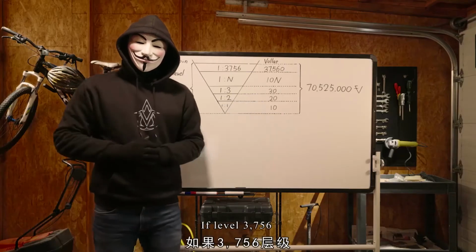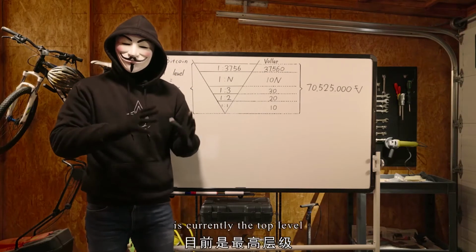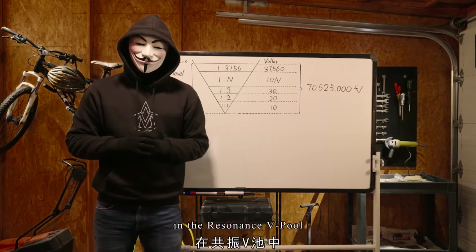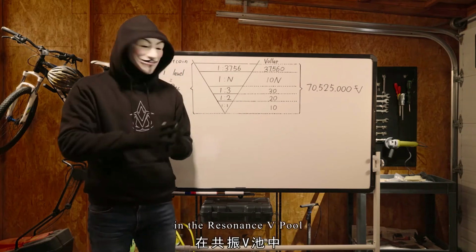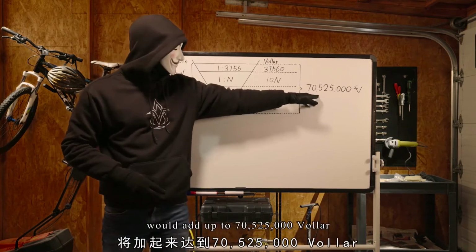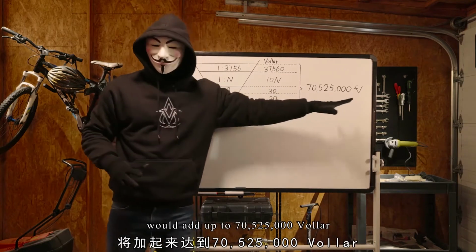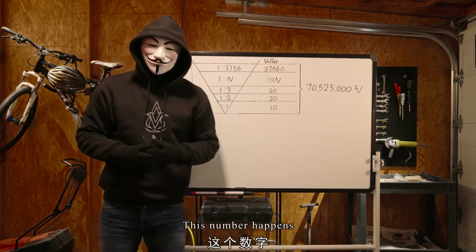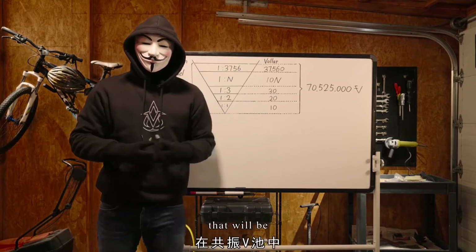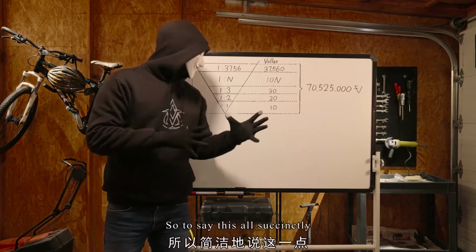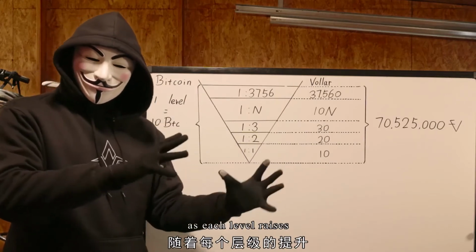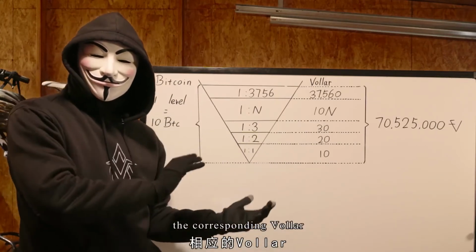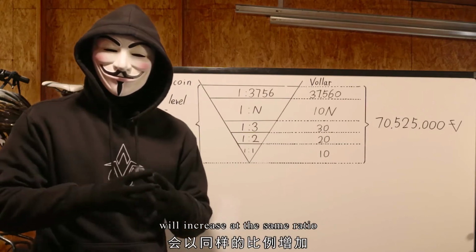Now, if level 3,756 is currently the top level in the Resonance V pool, then the cumulative Voller that we see in this Resonance V pool would add up to 70,525,000 Voller. Now, this number happens to be the initial funds that will be in the Resonance V pool. So to say this all succinctly, as each level raises, the corresponding Voller will increase at the same ratio.